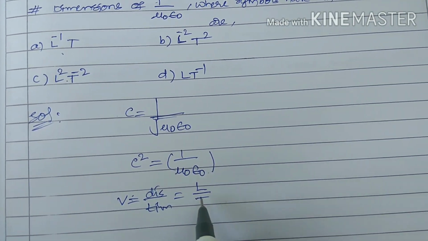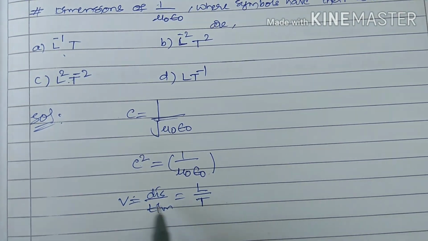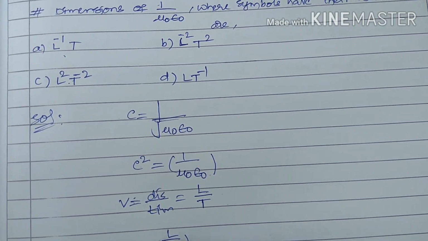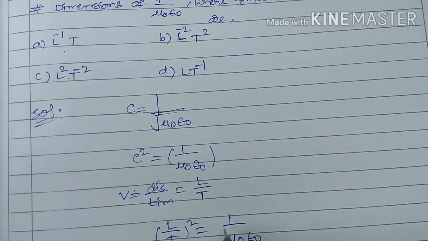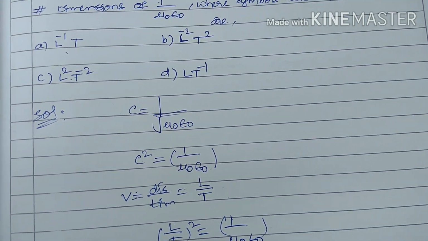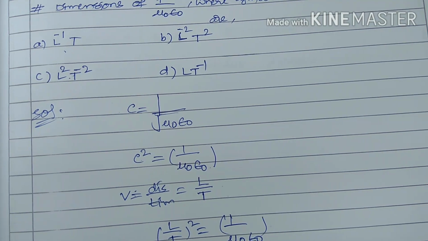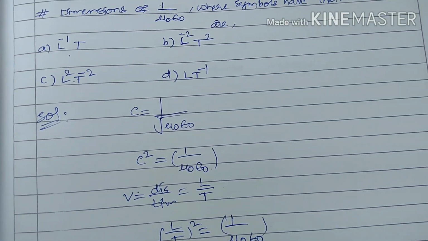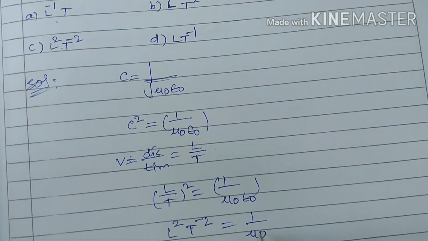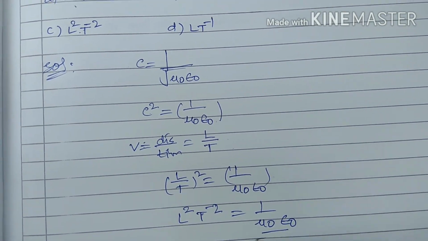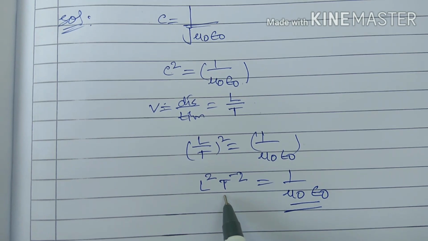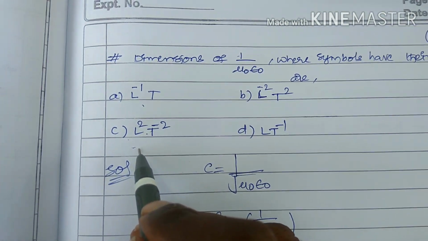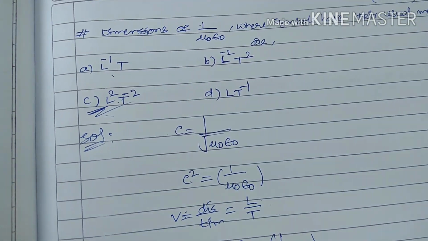So C square is equal to L by T whole square, which is equal to 1 by mu naught epsilon naught. So L by T whole square is nothing but L square T minus 2, which is equal to 1 by mu naught epsilon naught. The option is L2 T minus 2. So this is the right answer for this question.